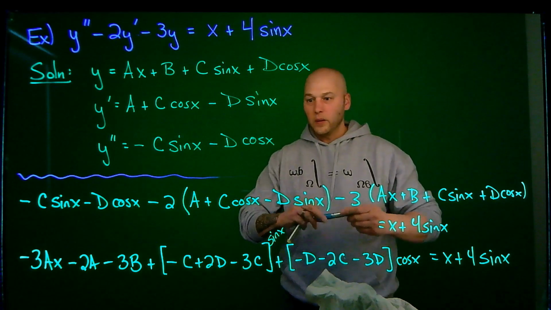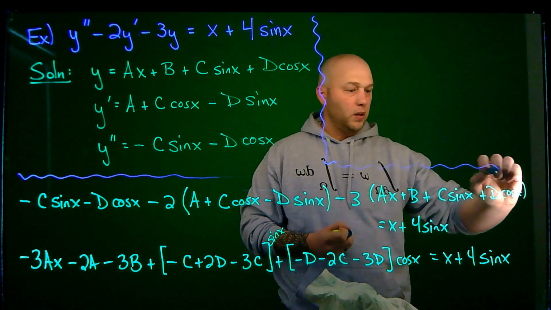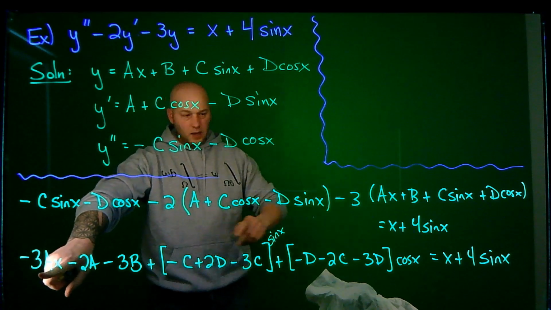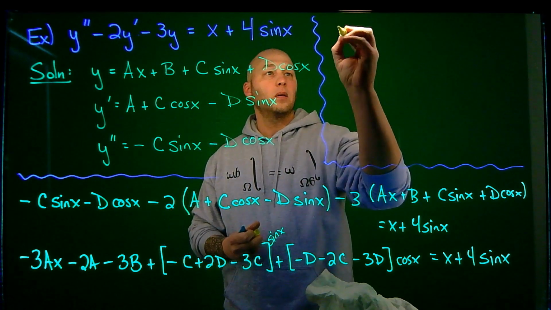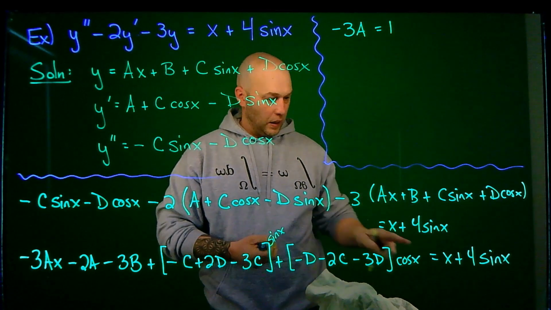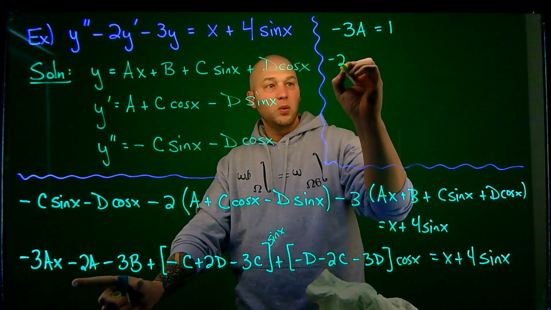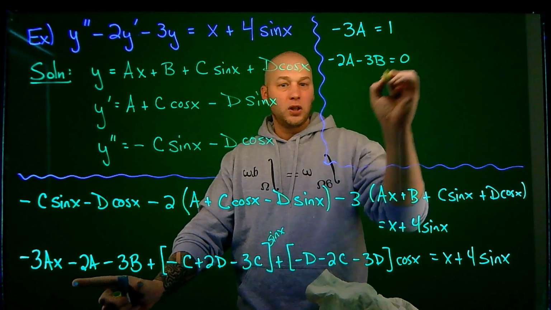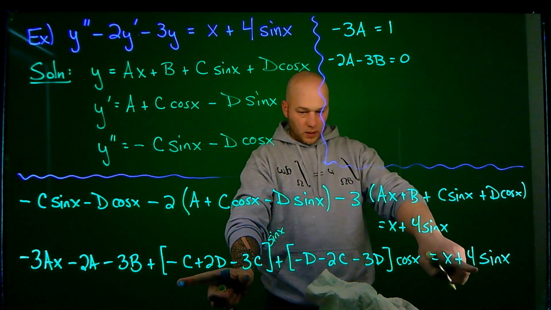Okay. Now let's see if I can at least get the equations up here before I have to erase. If I match coefficients up, I see that negative 3a is going to have to be 1. So I have negative 3a has to be 1. Now there's no constant term here. Therefore, this constant term, negative 2a minus 3b, has to be 0. And then this term here, which is in front of the sine function, is going to have to be 4.